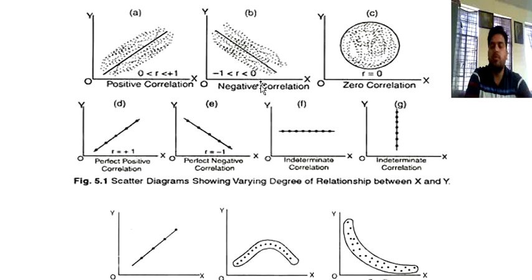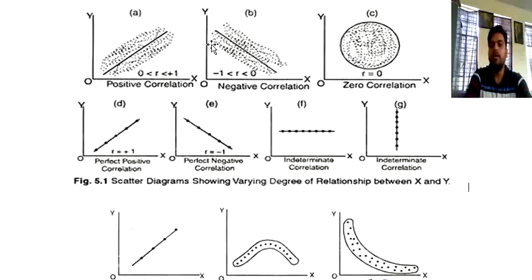Now let's see negative correlation. What happens here? One is decreasing. Let's talk about the law of demand. What happens there? When the price goes down, the quantity demanded of that good, for which the price has gone down, increases. So let's take price on the y-axis and quantity demanded on the x-axis.